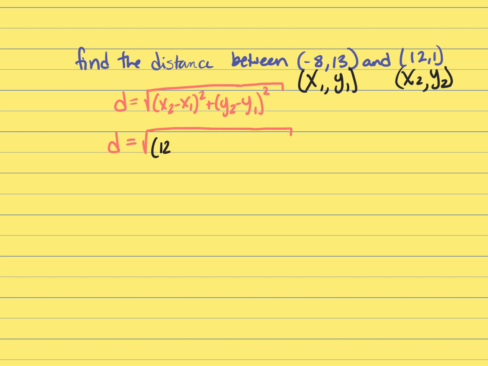So we have 12 minus negative 8 squared plus 1 minus 13 squared. So 12 minus negative 8 is the same as 12 plus positive 8, which is 20. So we have d equals the square root of 20 squared plus 1 minus 13, which is negative 12 squared.